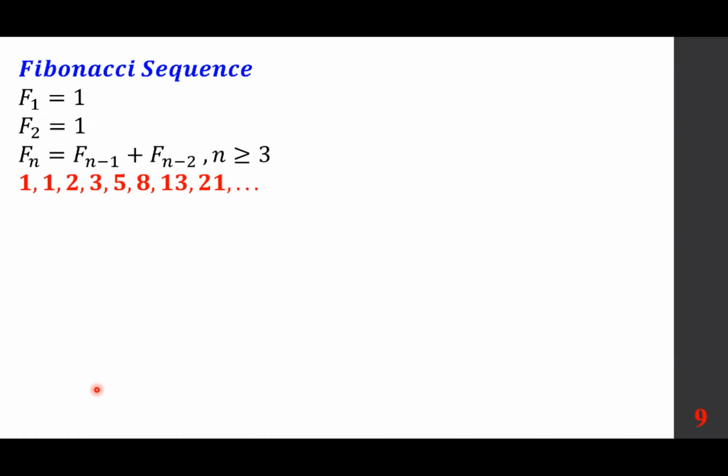So if I'm interested in finding the next one, what is my next term? All I have to do is add these two numbers. And my next term becomes 34. 21 and 13, they add up to 34. If I want the next term, I need to add these two. 55.